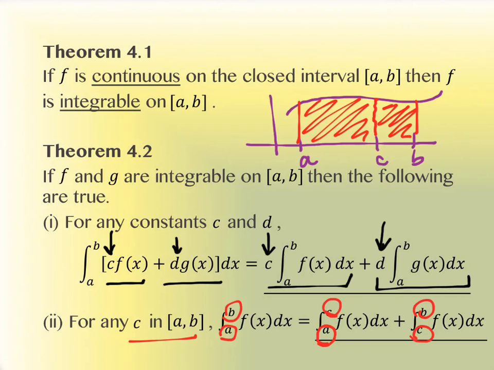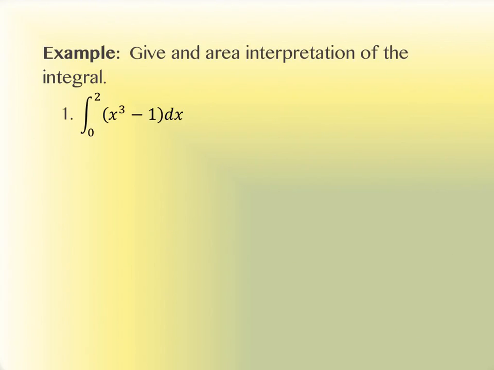All right, so are you ready to combine all of your knowledge in Chapter 4 thus far? Or at least some of the pieces of it. All right, here's a function. We've got x cubed minus 1. And what we're going to do is actually calculate this area. Now, this one doesn't ask us to calculate. Let me take a step back. It says to give an area interpretation of the integral.